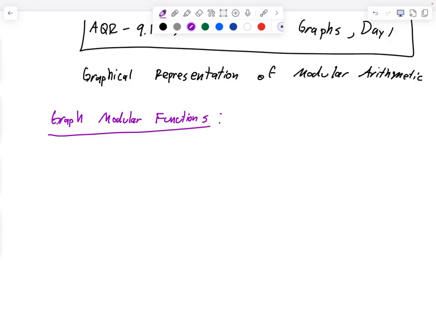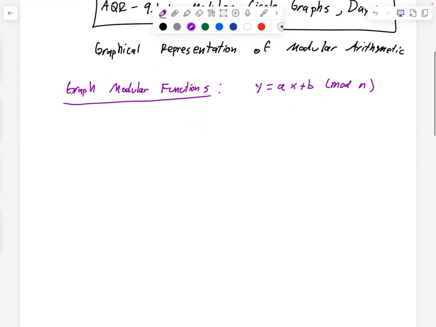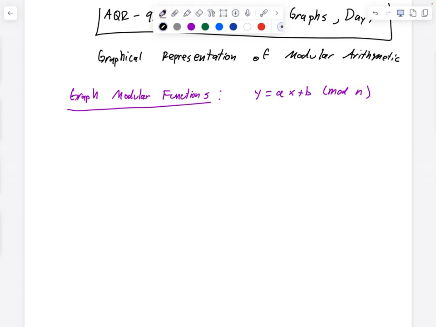The equations that we're going to be sticking to are just linear modular equations, functions. y equals ax plus b mod n. Now, just as a reminder, for today's work, b will just be 0. And we are going to look and do mod 10 for today.